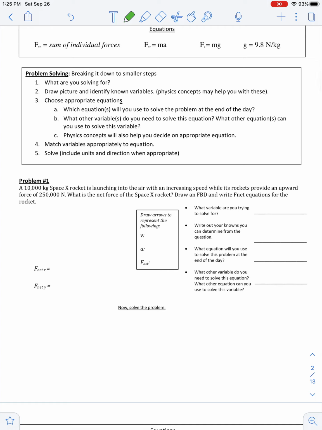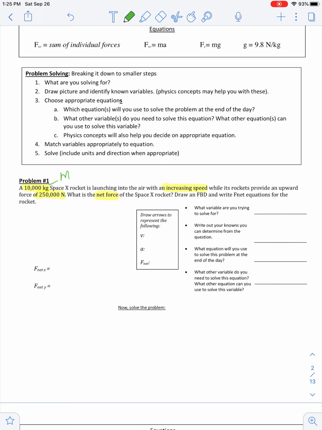A 1,000 kilogram SpaceX rocket. So that is mass, because it is in kilograms. So if you want to label it, you can do that. It's launching into the air with an increasing speed. That's going to be important. While the rockets provide an upward force of 250,000 newtons. What is the net force of the SpaceX rocket? Draw an FBD, write out net force equations.